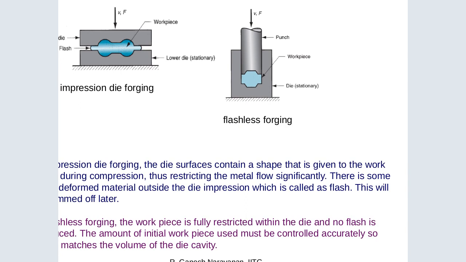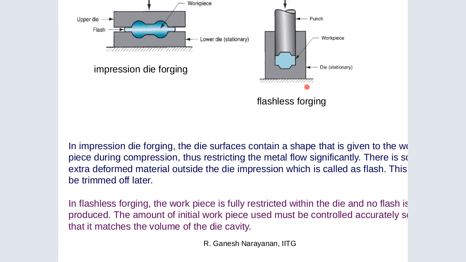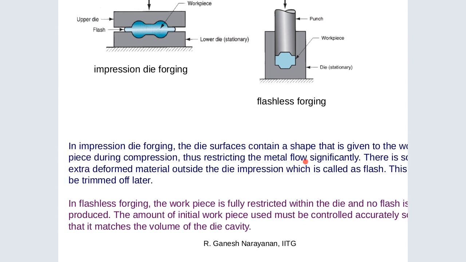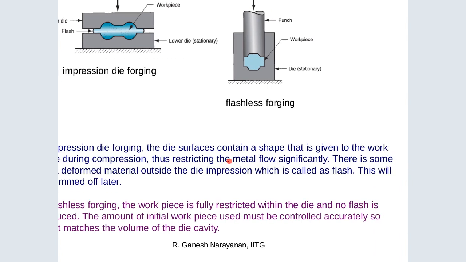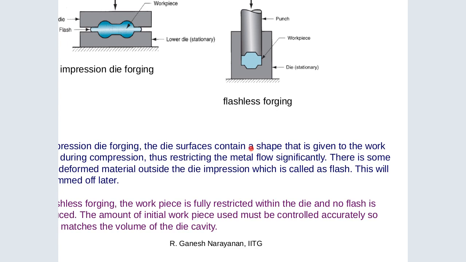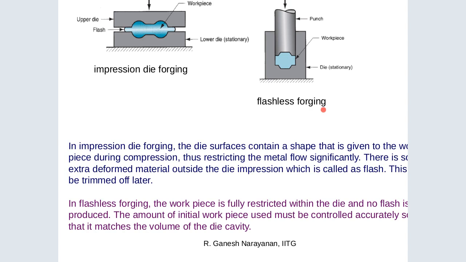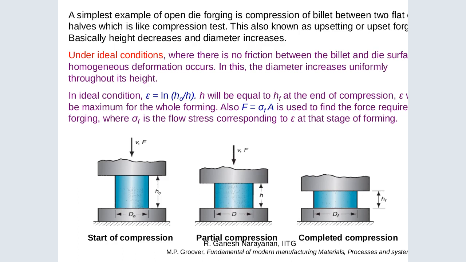You can see the flashless forging. The workpiece is put into the stationary die, which already has a specific shape, and we have a punch. The punch is pushed in to form the piece into the shape that is needed. So in flashless forging, the workpiece is fully restricted within the die and no flash is produced. So the amount of initial workpiece used must be controlled accurately so that it matches the volume of the die cavity.